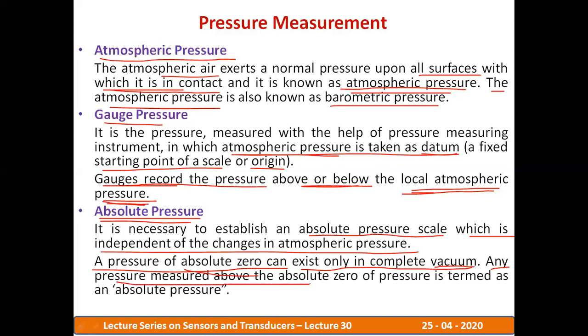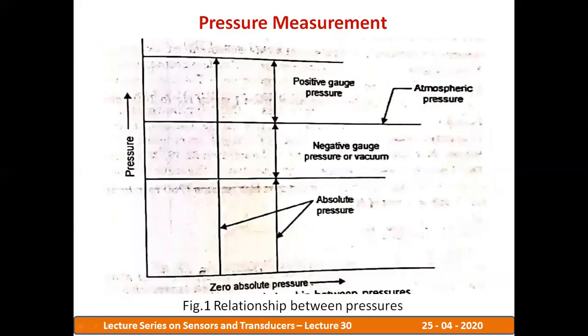So any pressure measured above the absolute zero of pressure is termed as absolute pressure. Okay, so absolute pressure is measured above the absolute zero scale. So how are we going to get the absolute zero value? It is the pressure in the vacuum.